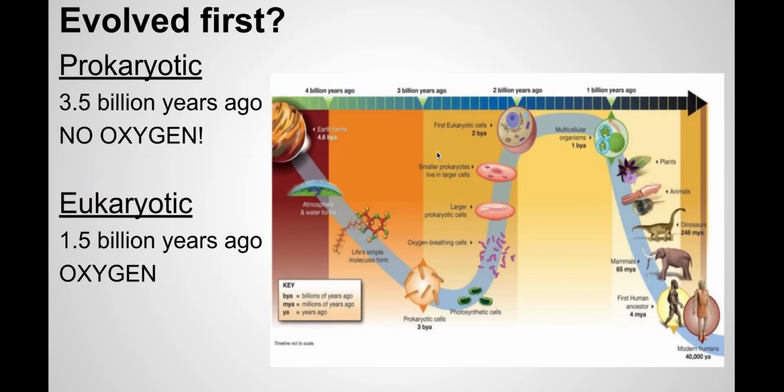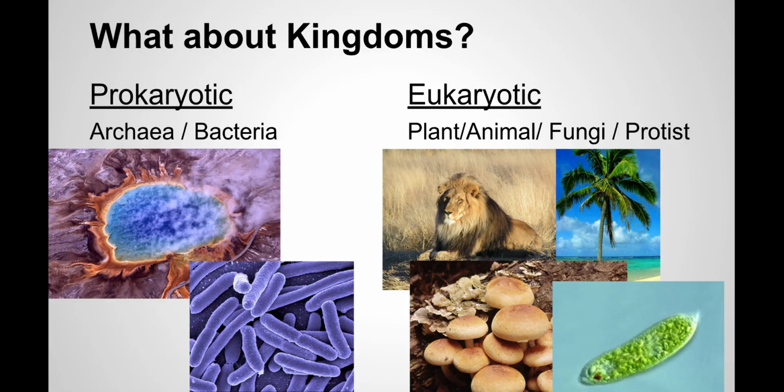Now, what does this tell us? It tells us that prokaryotic cells evolved first. They were the first ones here. So when we're talking about things that are more than 1.5 billion years ago, we're talking about prokaryotic cells, because eukaryotic cells, the more complex cells, as we've said multiple times, didn't show up until 1.5 billion years ago.